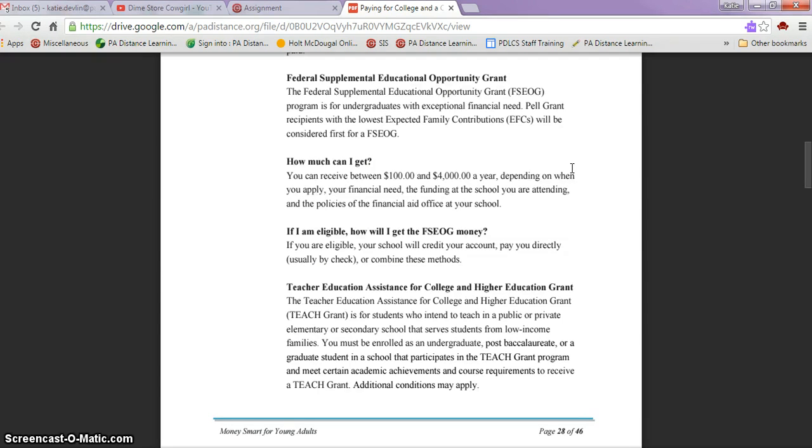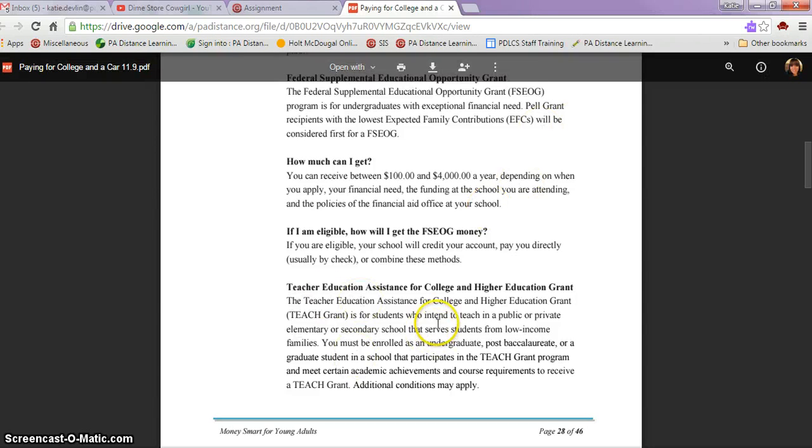Teacher Education Assistance for College and Higher Education Grant. The Teacher Education Assistance for College and Higher Education Grant, or the TEACH Grant, is for students who intend to teach in a public or private elementary or secondary school that serves students from low-income families. You must be enrolled as an undergraduate, post-baccalaureate, or a graduate student in a field that participates in the TEACH Grant program and meet certain academic achievements and course requirements to receive a TEACH Grant. Additional conditions can apply.